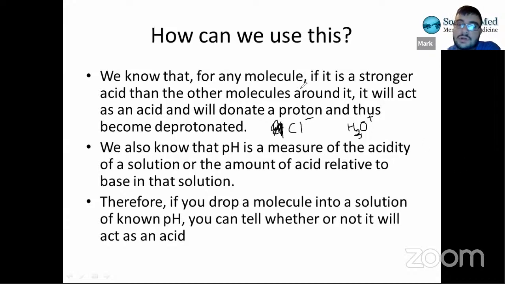Vice versa would also work if you put a strong base like NaOH into water. It will accept a proton and turn the water into OH minus. We also know that pH is a measure of the acidity of a solution, or the amount of acid relative to base in that solution. Therefore, if you drop a molecule into a solution of known pH, you can probably tell whether or not it will act as an acid.